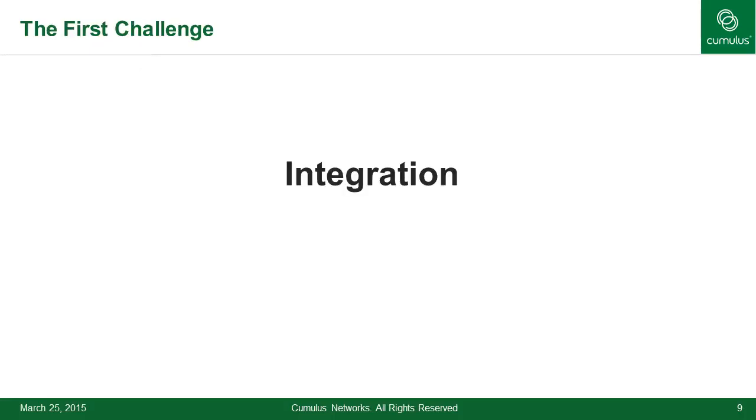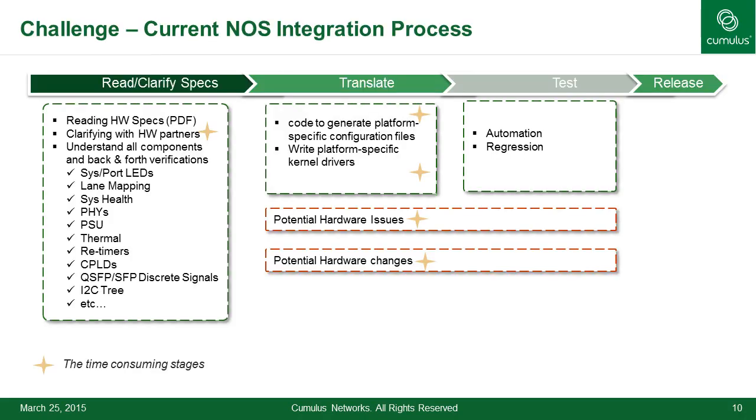So first, let's look at the first challenge, that's the integration challenge. Speaking from our own experience, this is how integration is traditionally done. The way today's networking OS integrates with a particular platform has a couple of different steps. First and foremost, we call it the paper step. We receive a hardware spec from the hardware vendor, which covers all the details about that particular switch.